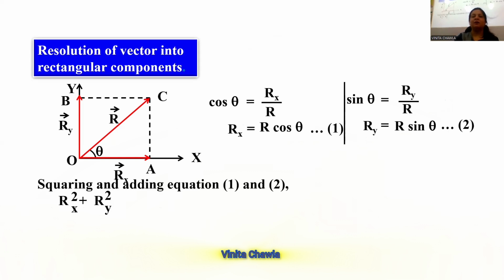Okay, and when we square these two terms, 1 square and 2 square, then we get R square cos square theta plus R square sin square theta. वो 1 हो जाता है and आपका left hand side में you have Rx square plus Ry square. So we can write Rx square plus Ry square as this.